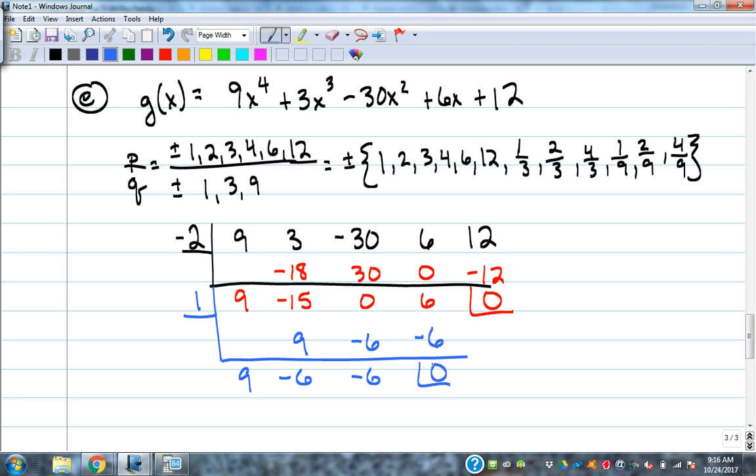All right, there we go. Now I've got zeros of x equals -2, x equals 1. And now I've got this down to a quadratic. That's good news. That means I can solve this using the quadratic formula, perhaps even factoring.